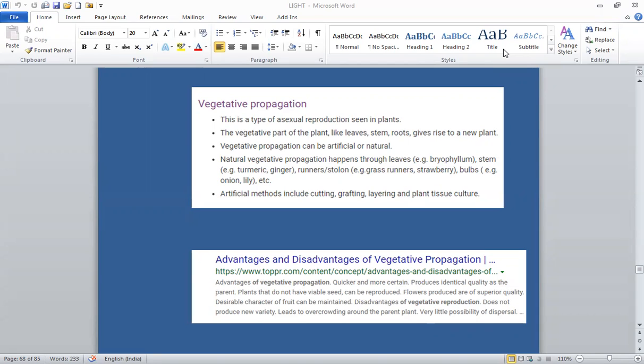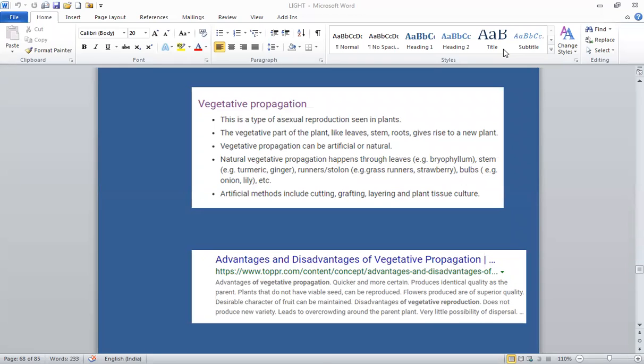Listen, how do organisms reproduce? Students, in the last class, we learned about spore formation, regeneration, and fragmentation. Today, we'll study vegetative propagation. What are the advantages and disadvantages of vegetative propagation?